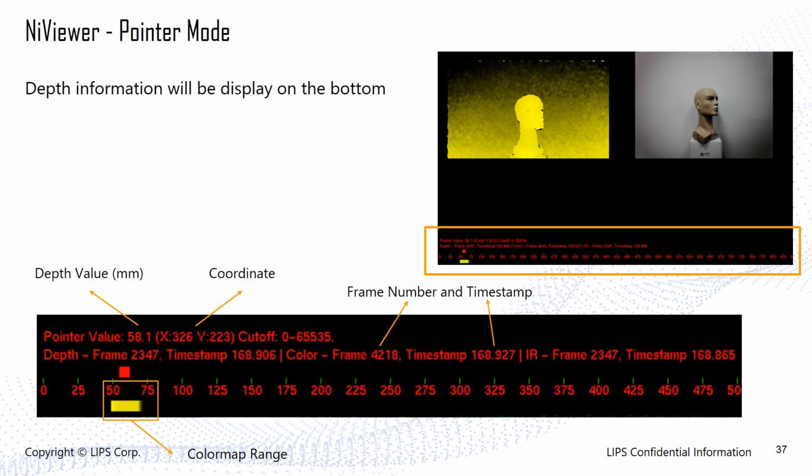While moving the pointer, the values can be displayed on the fly from the bar located at the bottom of the screen. The label pointer value will indicate the depth value in millimeters, with the second value being the XY coordinates, and subsequently indicating the frame number and timestamp.